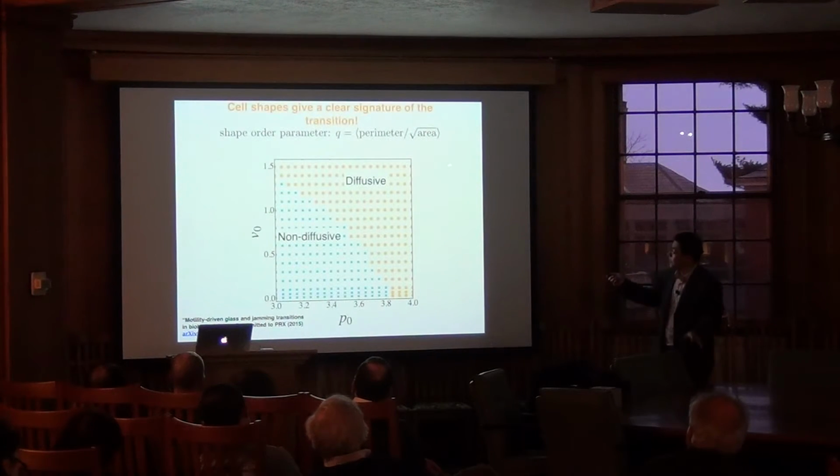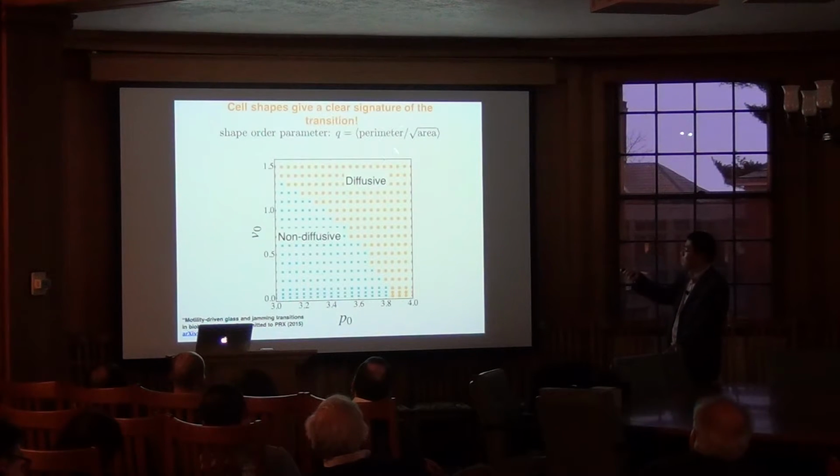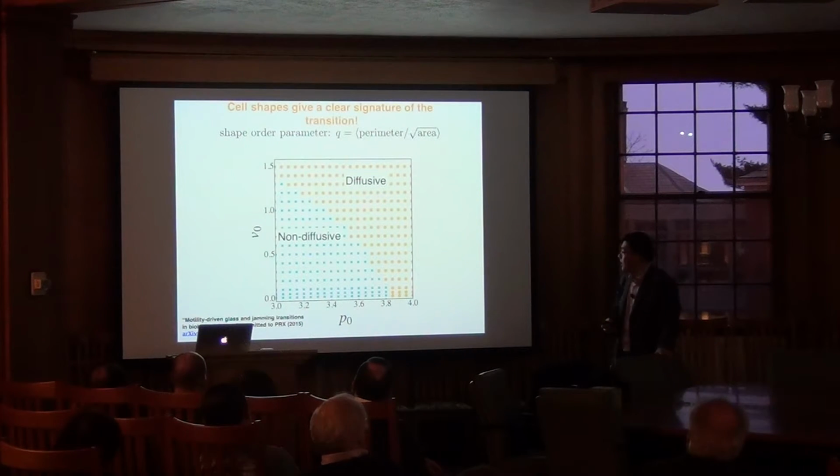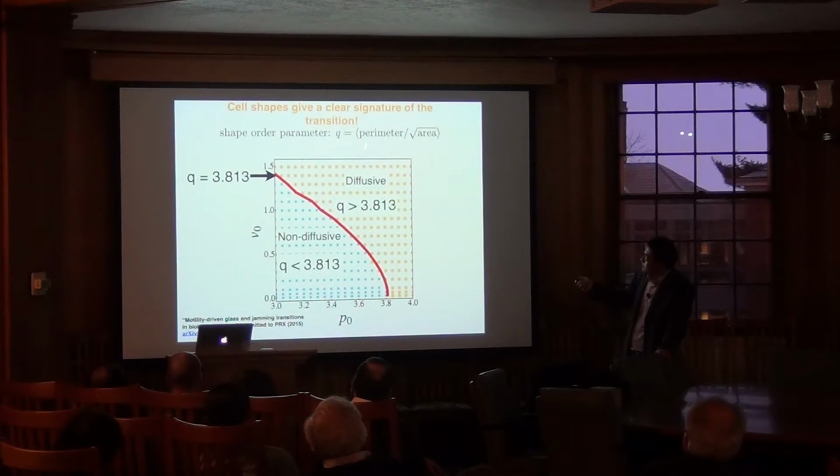And so I just started to look at this very simple parameter, which is dimensionless. You just take the perimeter of the cell, scale it by the square root of the area, and average it over the whole system. And it turns out that when this parameter is equal to 3.813, it overlays exactly at where that glass transition boundary is.